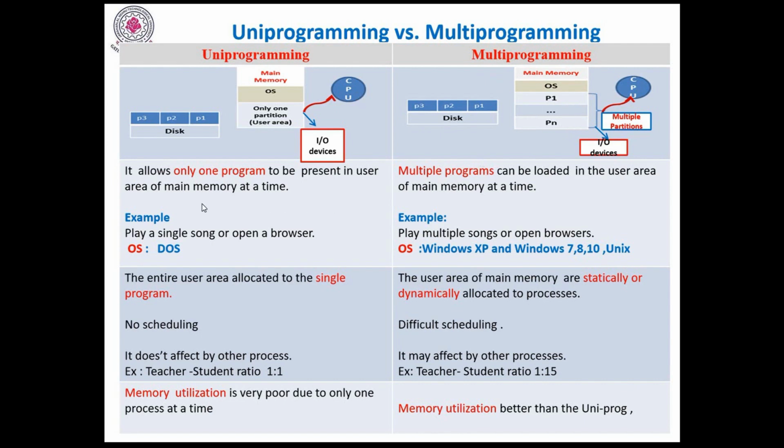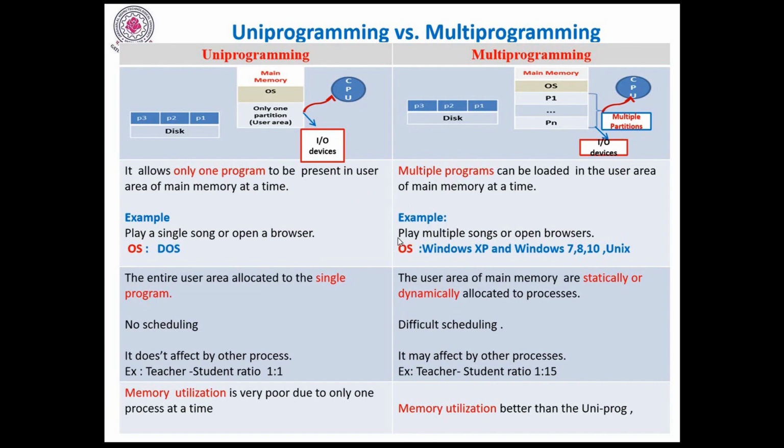this area. In the uniprogramming example, I can play a single song or I can open a single browser only. Why is it allowing only one browser or a single song? Because the entire user area is allowing only one program. When it is allowing only one program, I can execute only one, so I can play a single song or open a single browser only. Example operating system: DOS. DOS is a serial processing system.